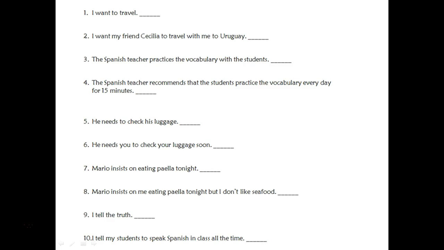Does the sentence have two subjects? If it doesn't have two subjects, you immediately know it will not be subjunctive. Does the subject express want, emotion, desire, denial, or doubt? If it doesn't, it's not the subjunctive.